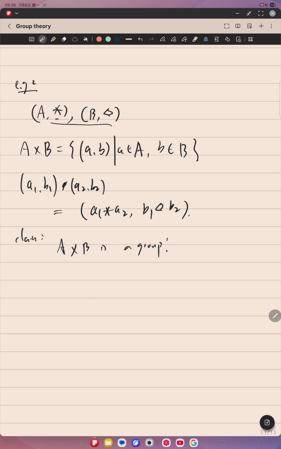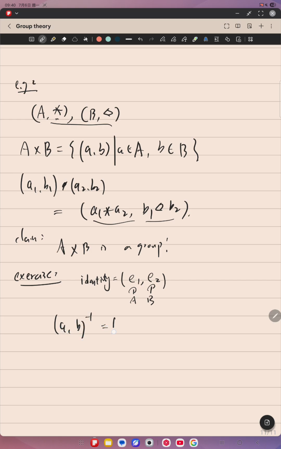Okay, so it's an exercise. Maybe I can quickly say, it's first associative by definition, and it also has closure. So the identity element, right? Obviously the identity element will just be (e1, e2), so it's in A and in B. And the inverse, right? So (a, b) inverse will just be (a inverse, b inverse).